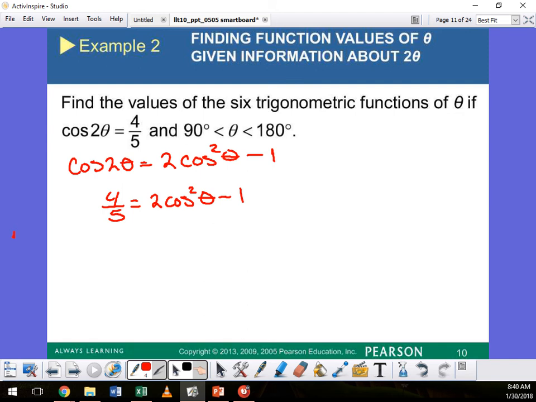So let's take a look. What's the first thing I'm going to do from here? I'm trying to solve. Add 1 to both sides, right? Add 1.